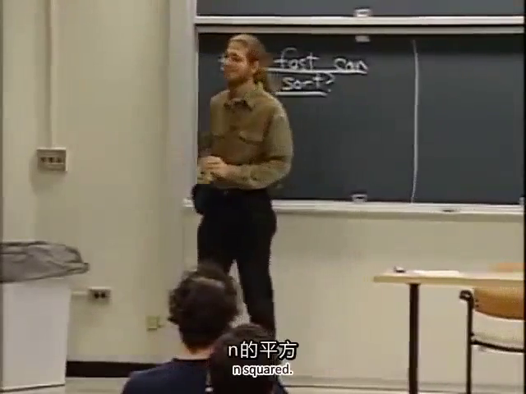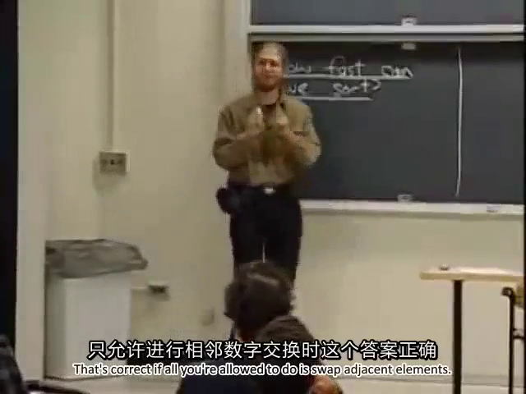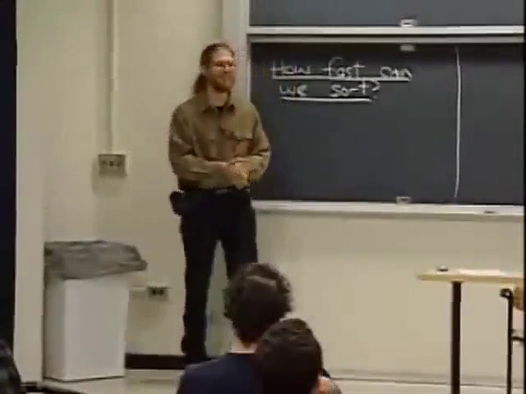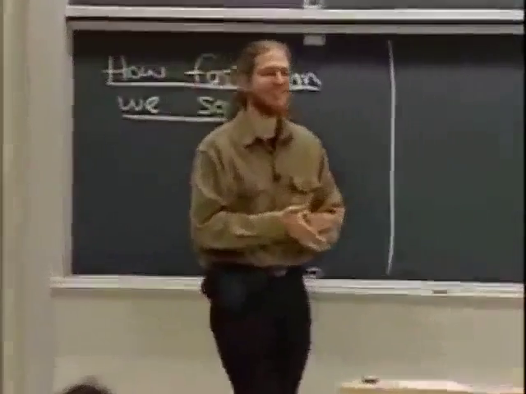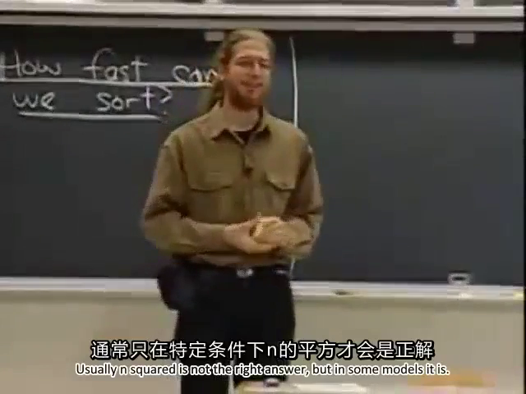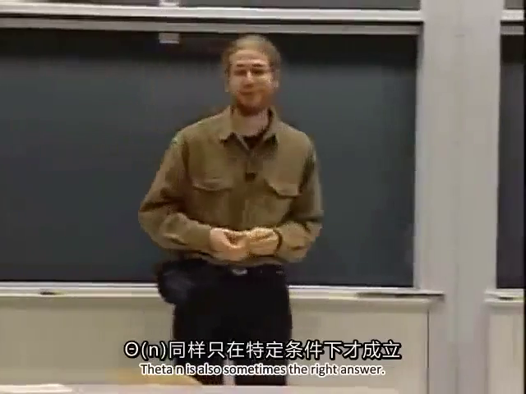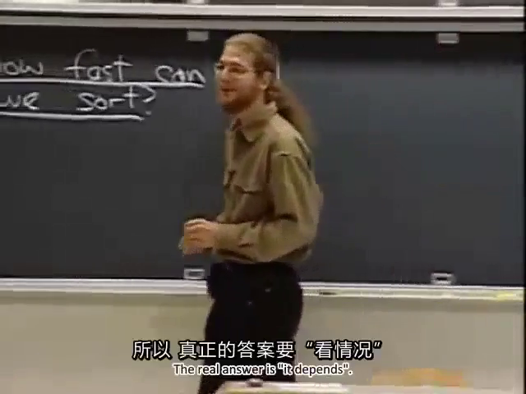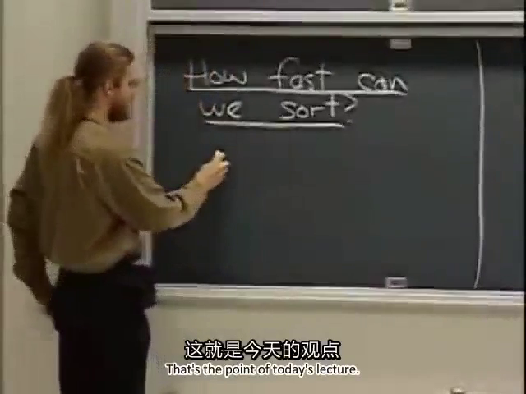N squared. That's correct if all you're allowed to do is swap adjacent elements. Okay, good. That was close. I'll see if I can make every answer correct. But usually n squared is not the right answer. But in some models it is. Theta n is also sometimes the right answer. So the real answer is it depends. That's the point of today's lecture.